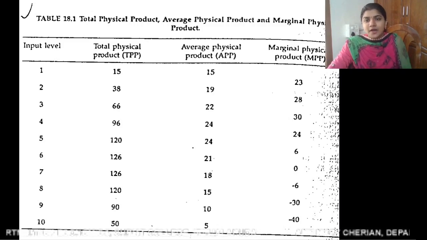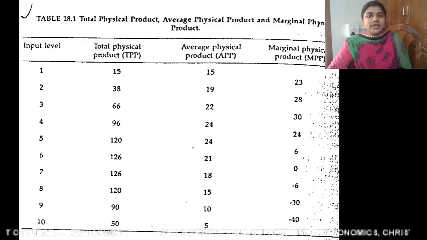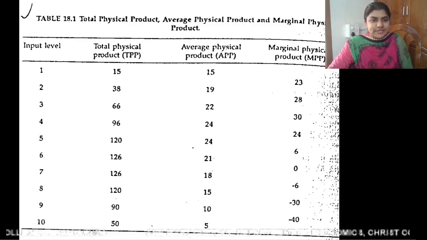Then how can you find marginal physical product? Marginal physical product is change in total physical product by change in input level. That is delta TPP by delta X, or delta input level, change in input level. So here, change in total physical product: 38 minus 15 by 2 minus 1 is marginal physical product, 23.